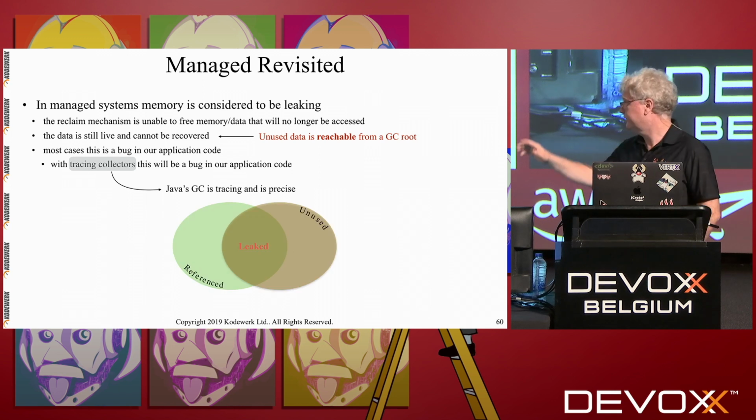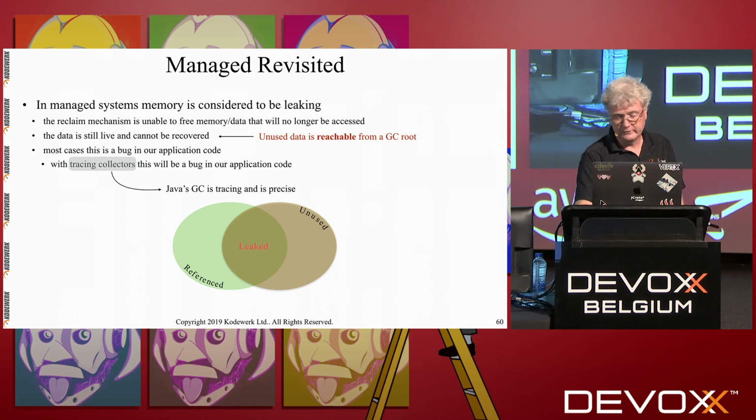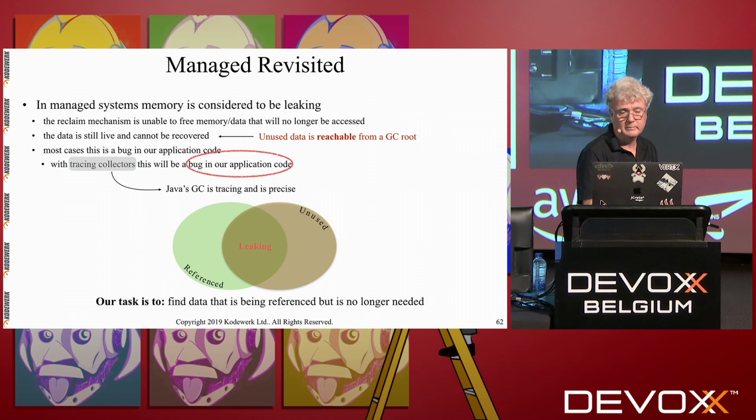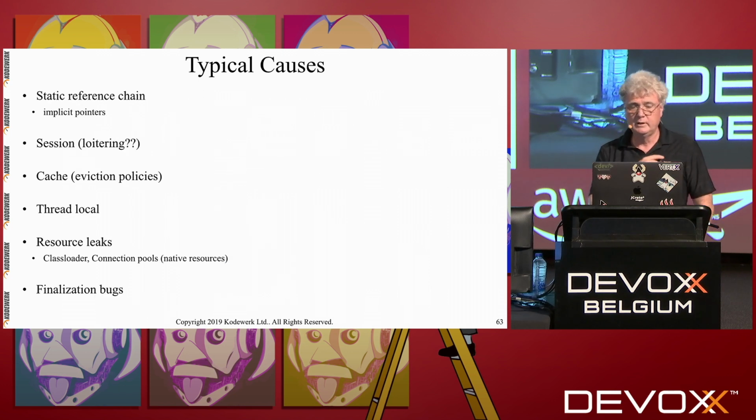So we're actually looking at something that looks like this. We have reference data that's unused, and when we look at the intersection of these, that's going to be our leaking memory. That means we're looking for a bug in our application code, so we need to find that particular bug.